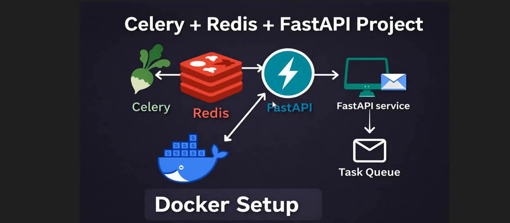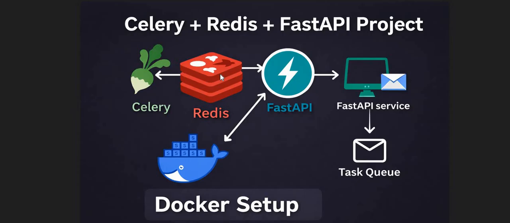The first one is FastAPI. FastAPI has the role of API gateway. This FastAPI API gateway receives requests and sends tasks to the queue. And then Redis, this is nothing but a message broker.